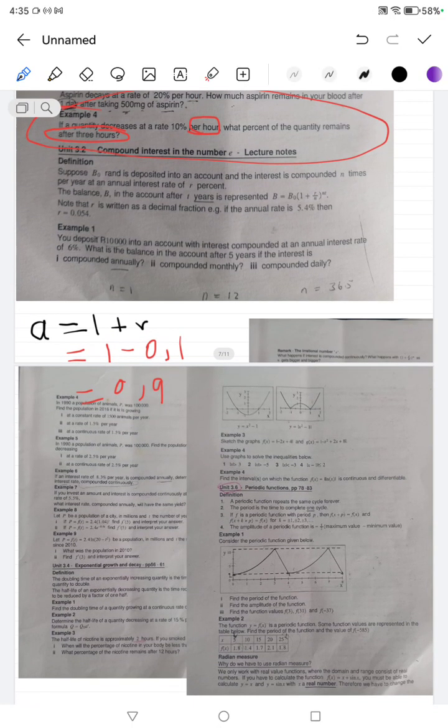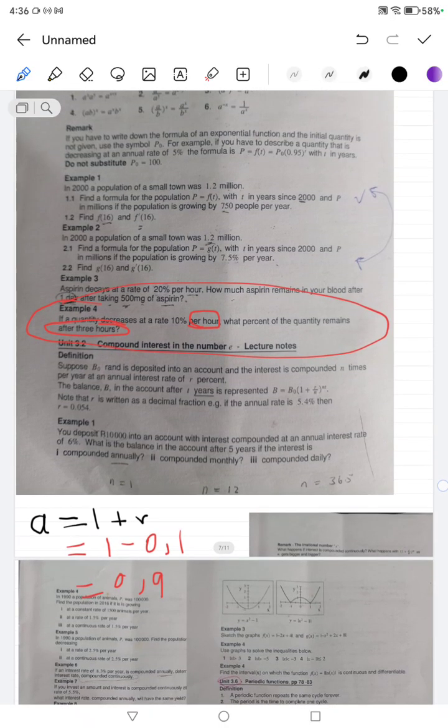That is also acceptable. Then what do you have? So now we'll just be moving straight into your financial maths, the compound interest and the number or base e.